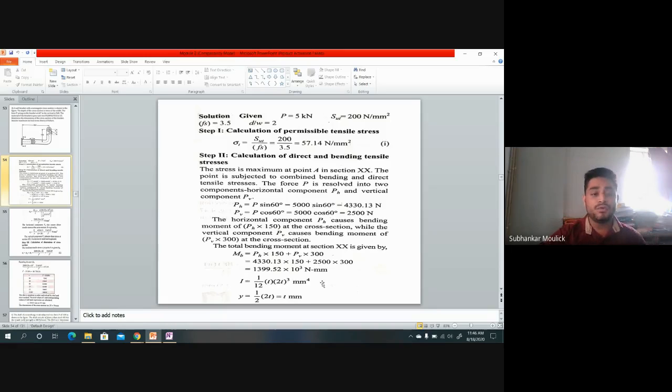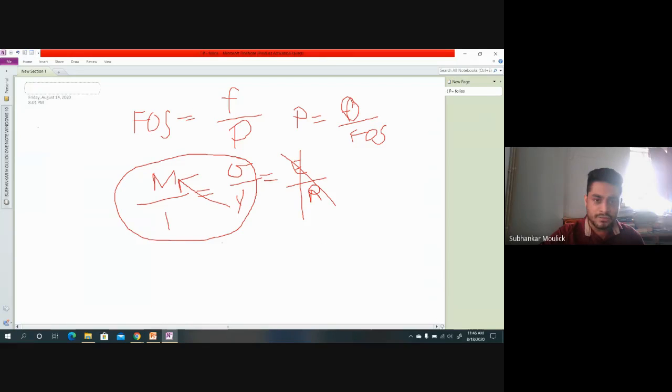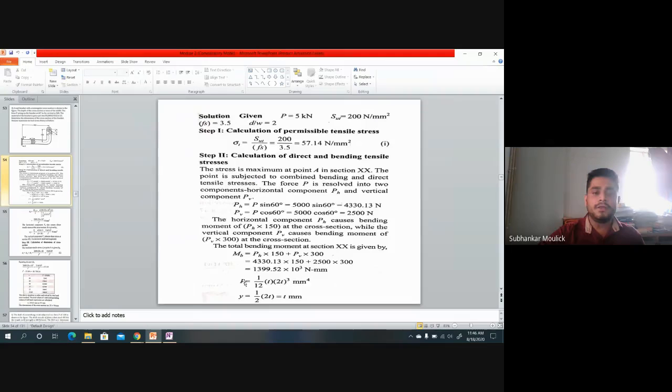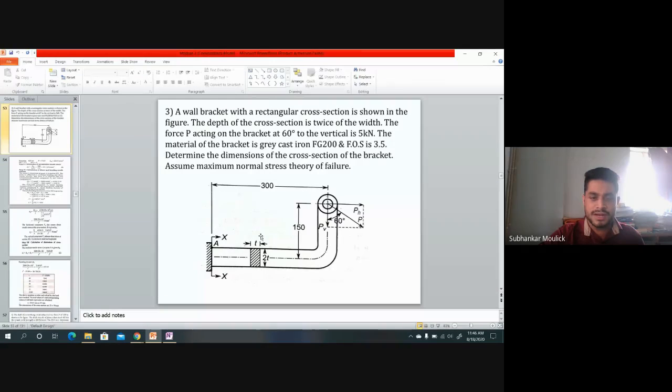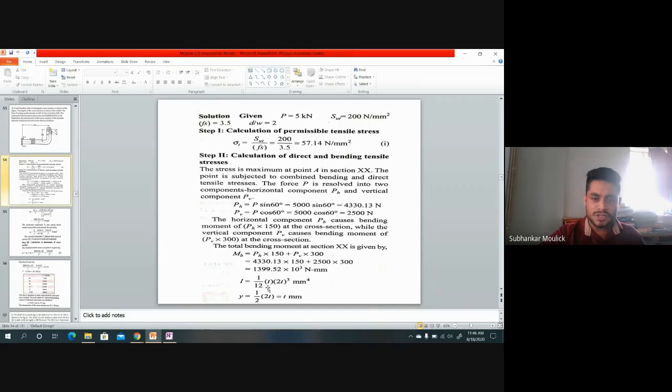Okay, next I have to find the value of moment of inertia also, because in this expression moment of inertia as well as y is there. Since the cross section is a rectangle, and if I assume this is the x axis and this is the y axis, and my neutral axis is passing along the x axis, the moment of inertia will be B D cube by 12. B means T, D cube means 2T whole cube, divided by 12. So moment of inertia is T into 2T cube by 12 mm to the power 4.